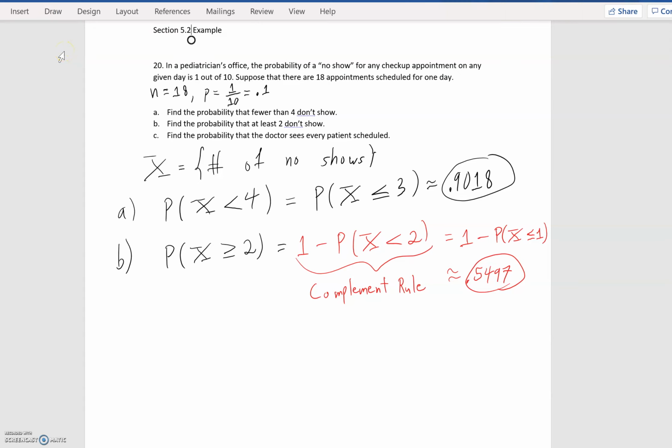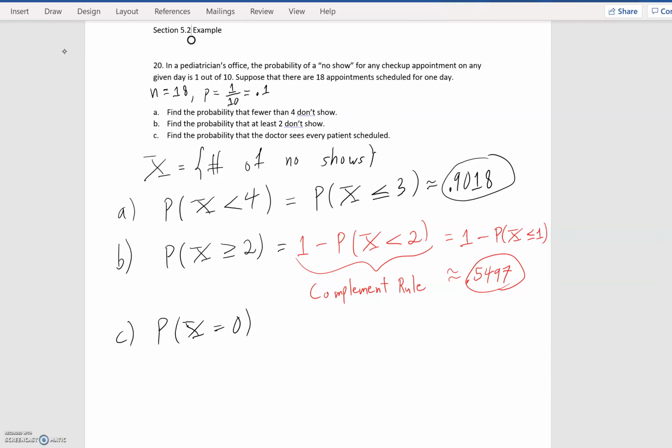The last one, find the probability that the doctor sees every patient scheduled. Okay, so if the doctor sees every patient scheduled, and capital X represents the number of no-shows, then part C is asking me to find the probability that capital X equals 0. If the doctor sees every patient scheduled, that means that you have no no-shows. So capital X would be 0.